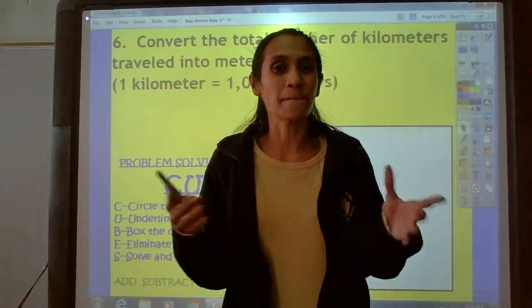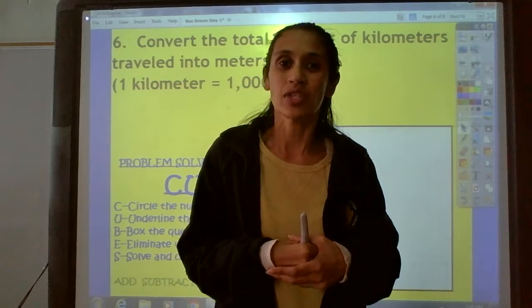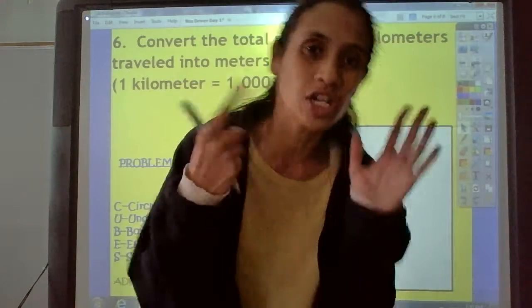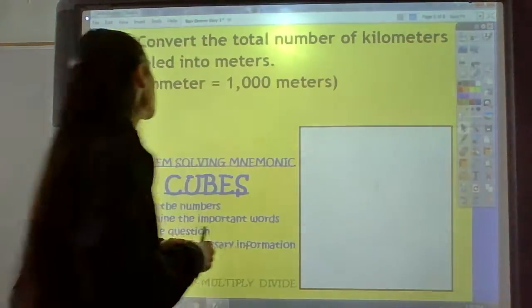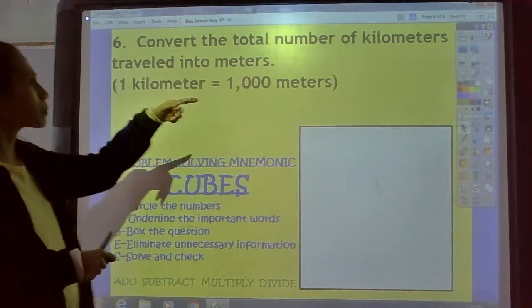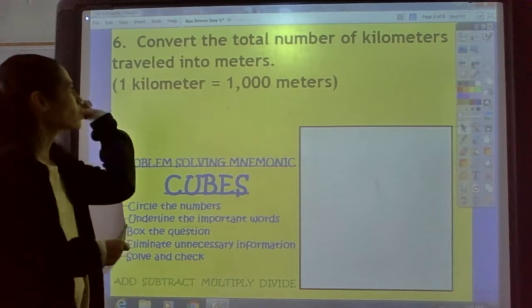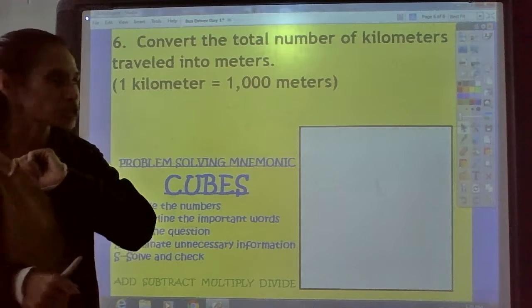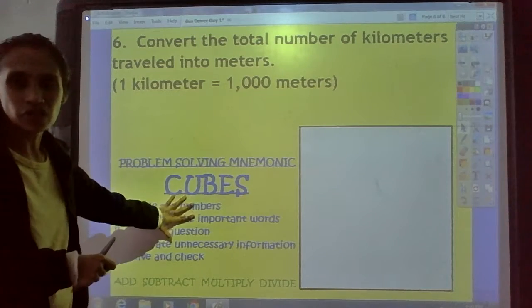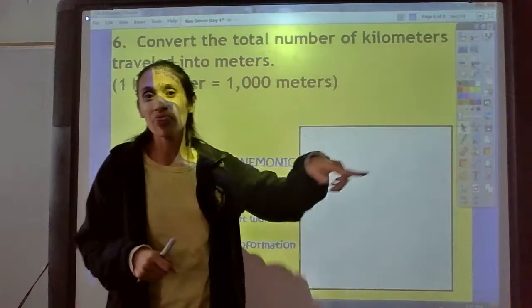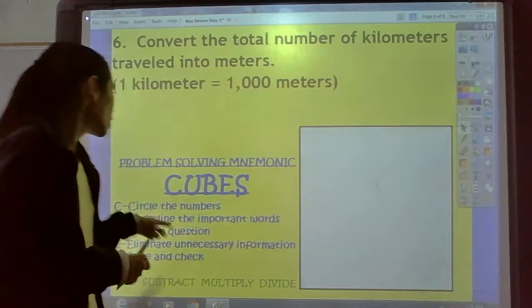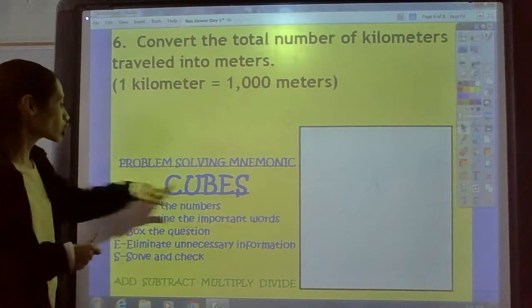So we are working on our bus driver appreciation work. This is question number 6. Let's read it. Convert the total number of kilometers traveled into meters. First thing we do, I forgot to read the conversion. 1 kilometer equals 1,000 meters. Here's our mnemonic device, CUBES.